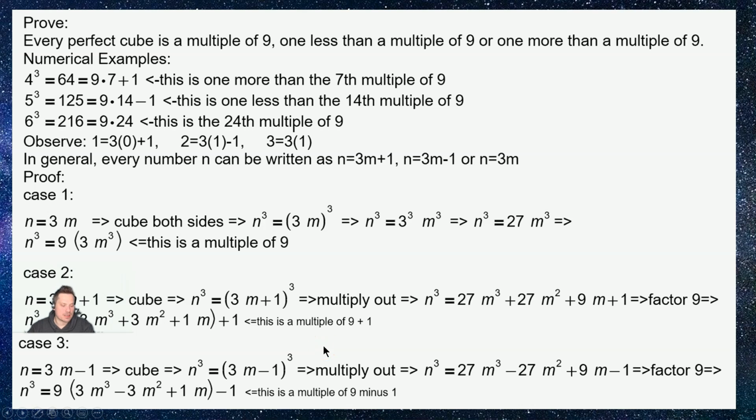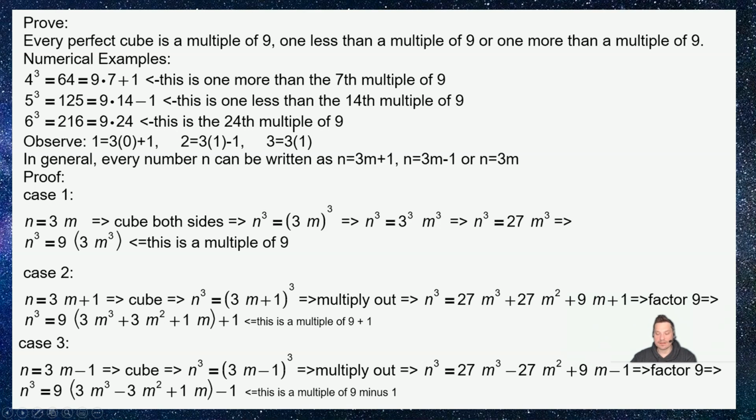Now let's do the last case, case number 3. What I have is that n equals 3m minus 1. If I cube both sides, that gives me n cubed equals (3m minus 1) cubed. Expand it, in other words, multiply it out. That gives you n cubed equals 27m cubed minus 27m squared plus 9m minus 1. Again, observe that 27m cubed has 9 as a factor, negative 27m squared has 9 as a factor, and 9m has 9 as a factor. But that negative 1 doesn't, so you just keep it.